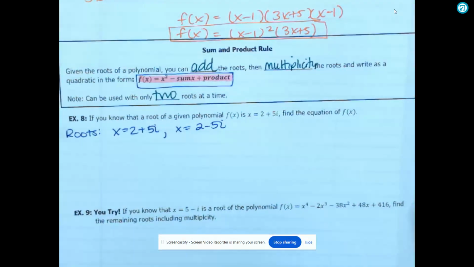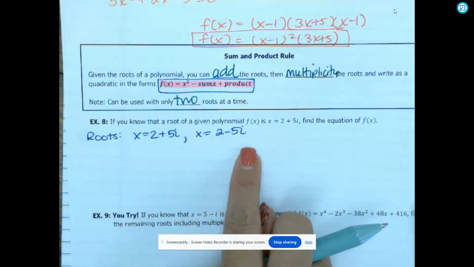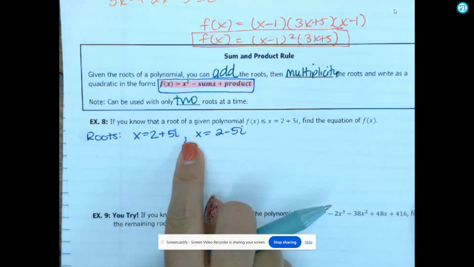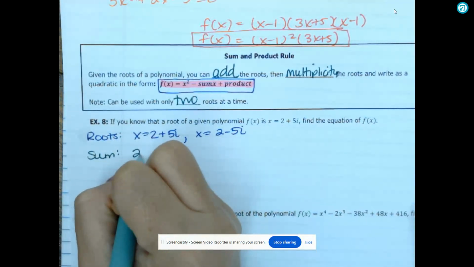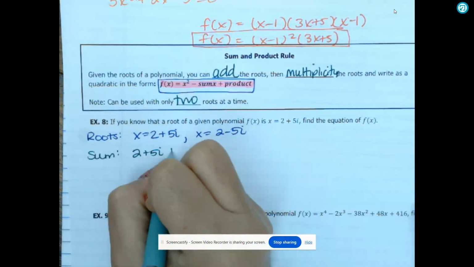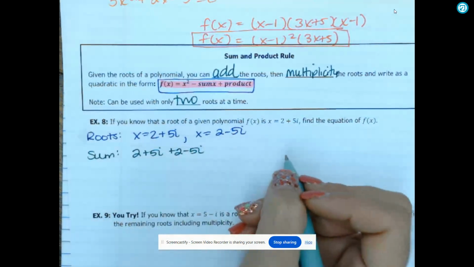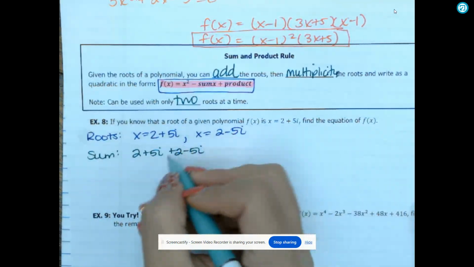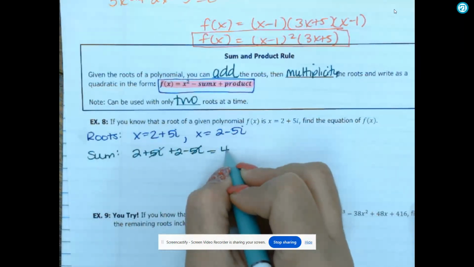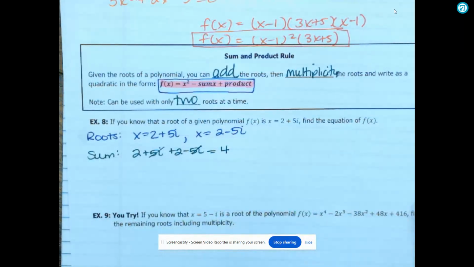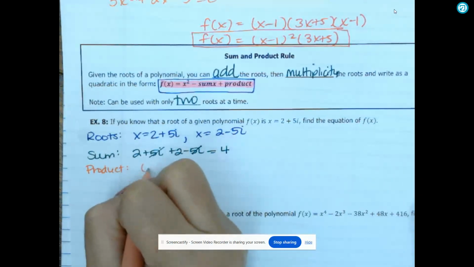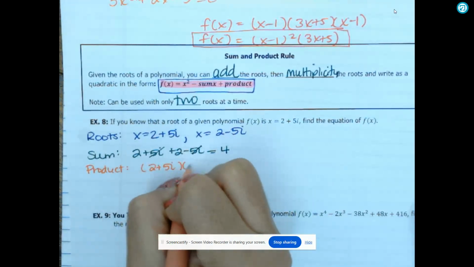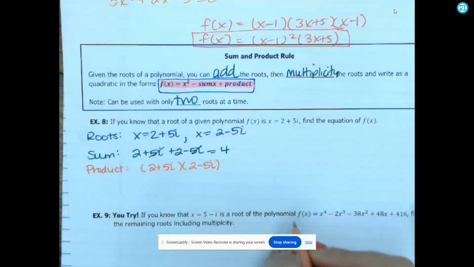So here's what they're saying. If you have roots like this that are complex, you can just do the sum first. The sum is 2 plus 5i plus 2 minus 5i. If I add those together, the 5i's cancel, and I get 4. Then you can do the product, so 2 plus 5i times 2 minus 5i.